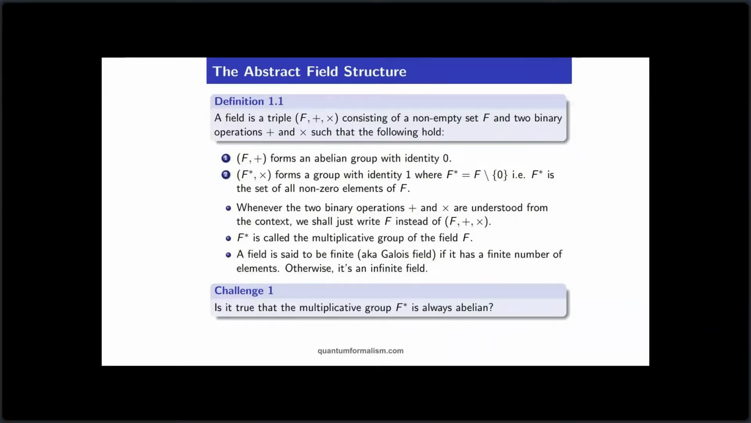And when the field is finite, there's another name for it. This is what cryptographers use. It's called a Galois field, if it has a finite number of elements. Otherwise, it's an infinite field.